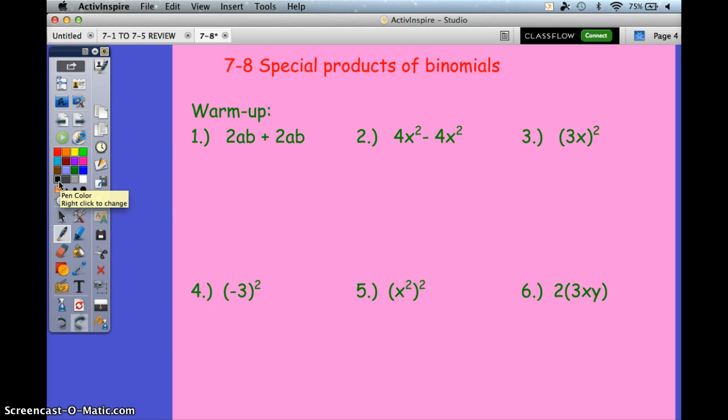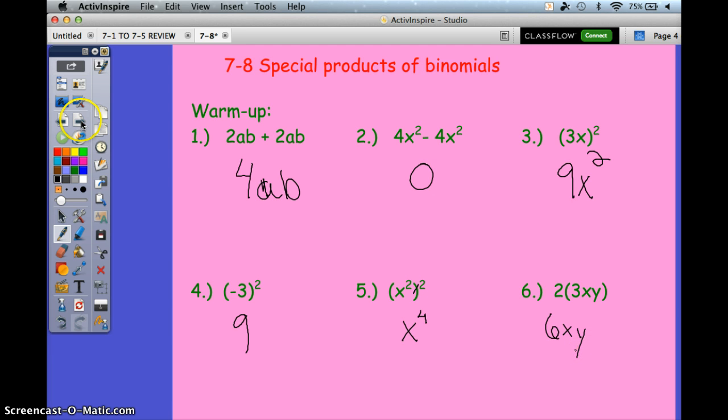For number 1, you should have gotten 4AB. Number 2, you should have gotten 0. Number 3, 9x squared. Number 4, positive 9 because the negative was inside the parentheses. Number 5, x to the 4th, you have to multiply those. And number 6, you got 6xy.